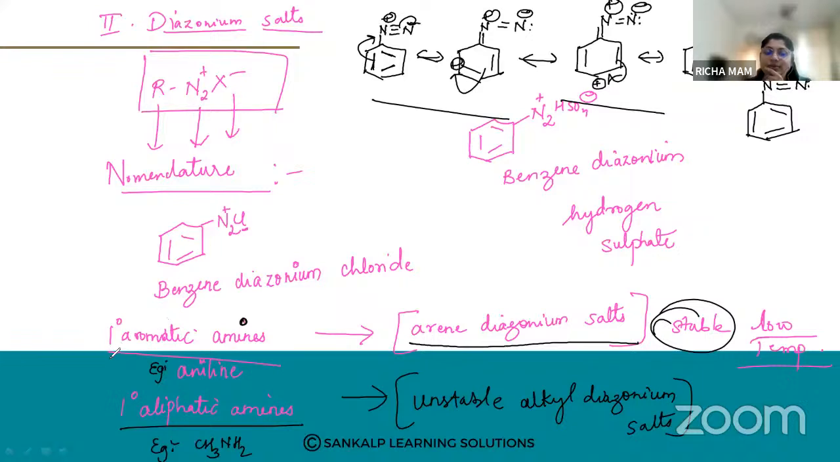Whenever you have primary aromatic amines, they will form stable diazonium salts, and whenever you have aliphatic amines, you have unstable alkyl diazonium salts. Next, we are going to discuss the methods of preparation, how we are going to prepare the diazonium salts.